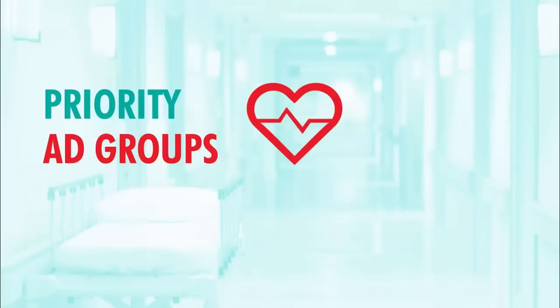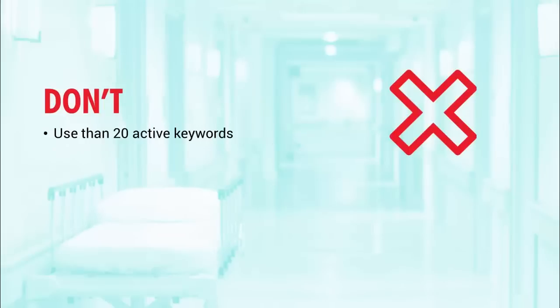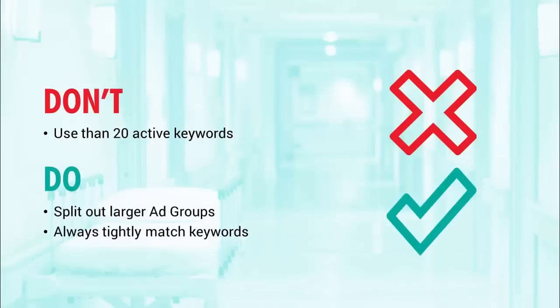Next, look at your ad groups in your highest spending campaign. The whole point of ad groups is they're containers for related keywords. So look out for ad groups that have got more than 20 keywords as a rule of thumb, because it's highly likely that they aren't closely or thematically linked together. And that's what you want to achieve.